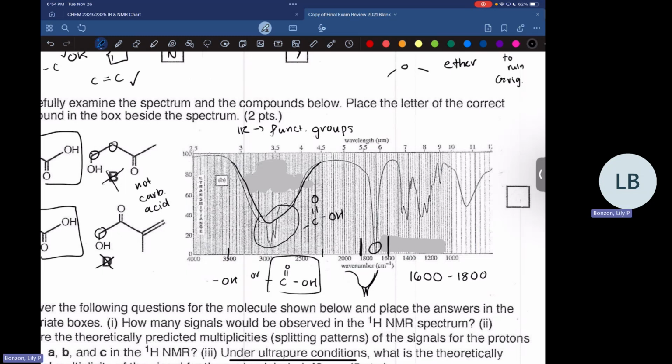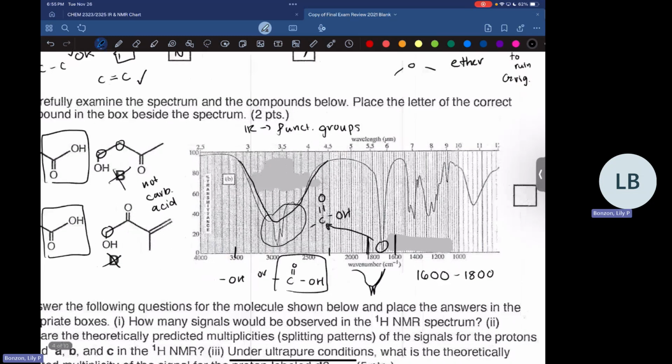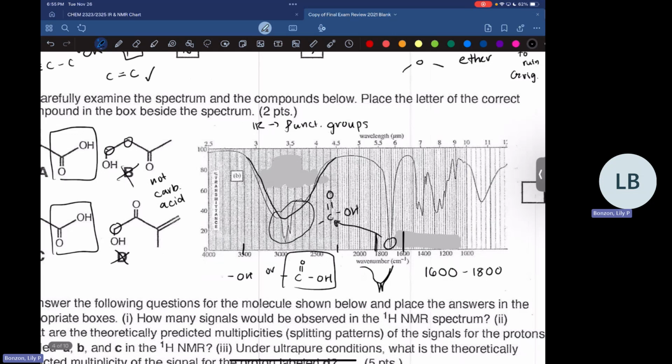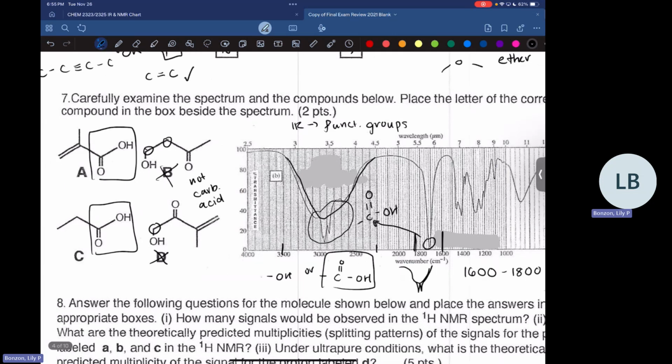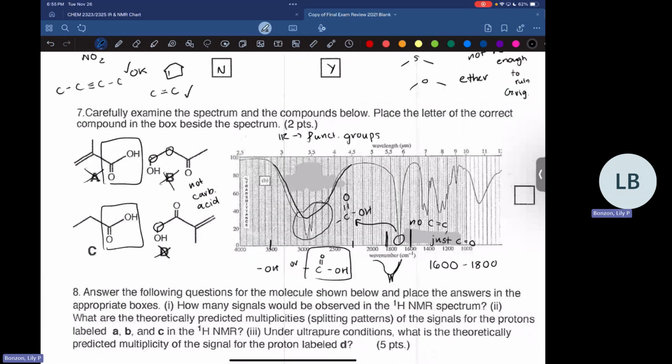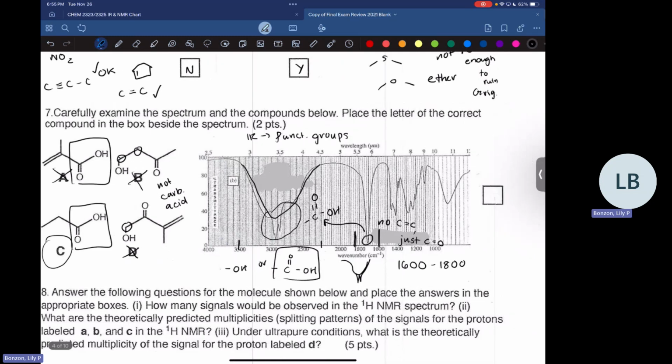However, remember that we already know that we have a C double bond O. So we only have one double bond peak in this region, which corresponds to the C double bond O in the carboxylic acid. So we actually do not have a C double bond C in our structure. So no C double bond C. This one just relates to the C double bond O that we already again saw in that carboxylic acid peak. So for that reason, we are going to get rid of A, and C is going to be our answer.